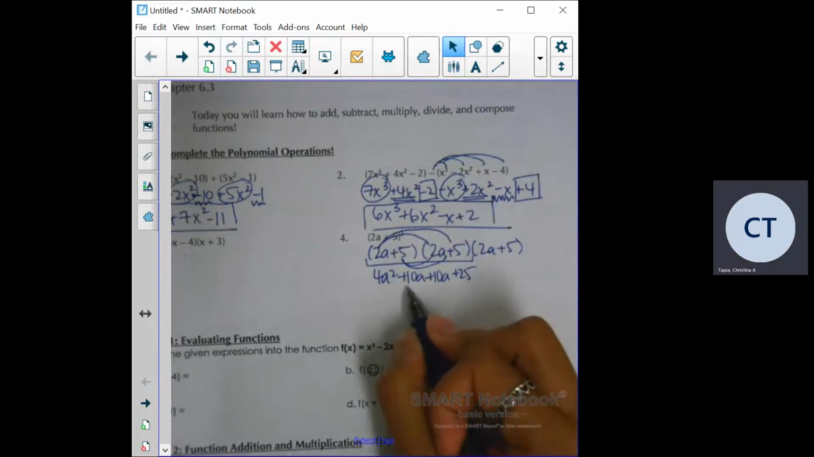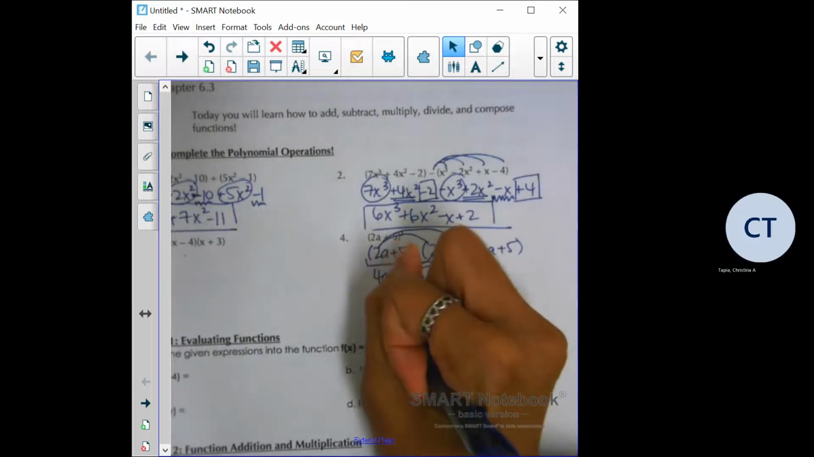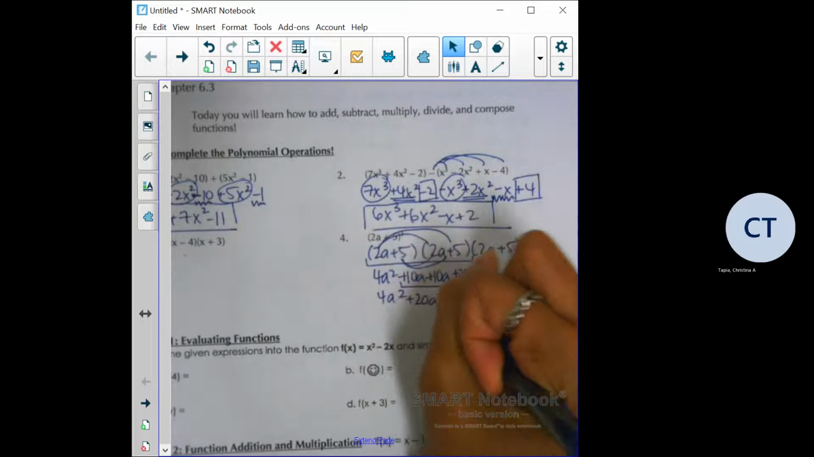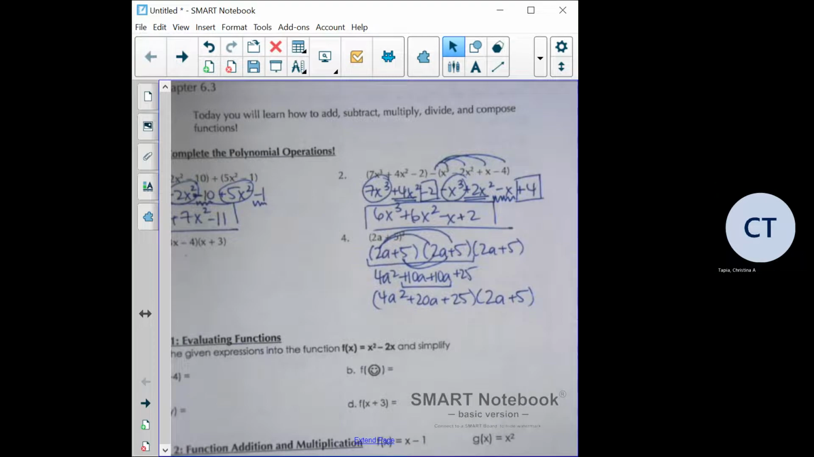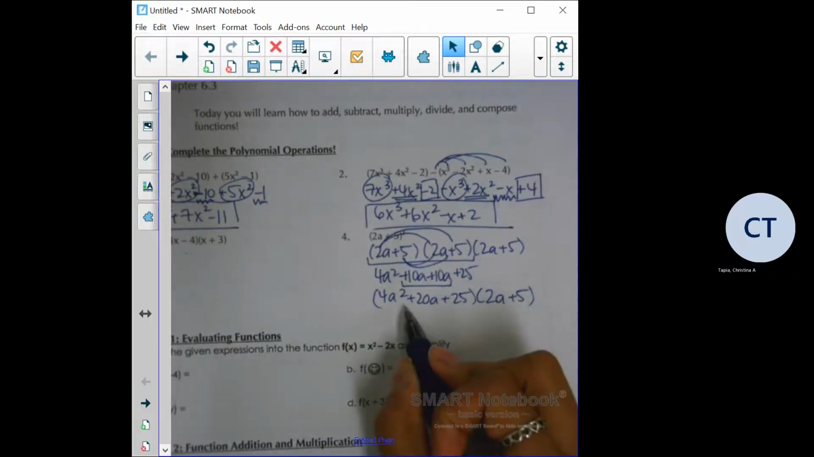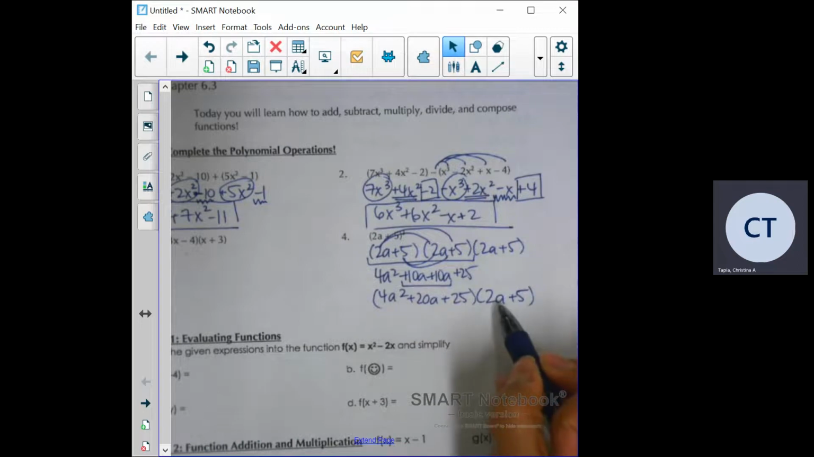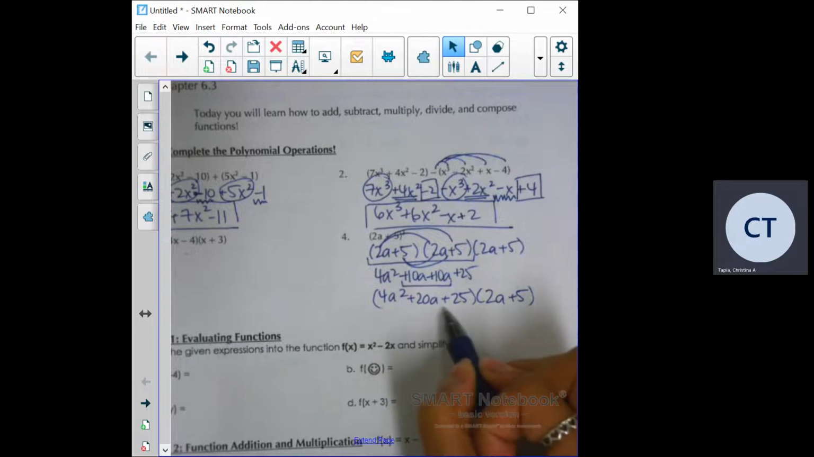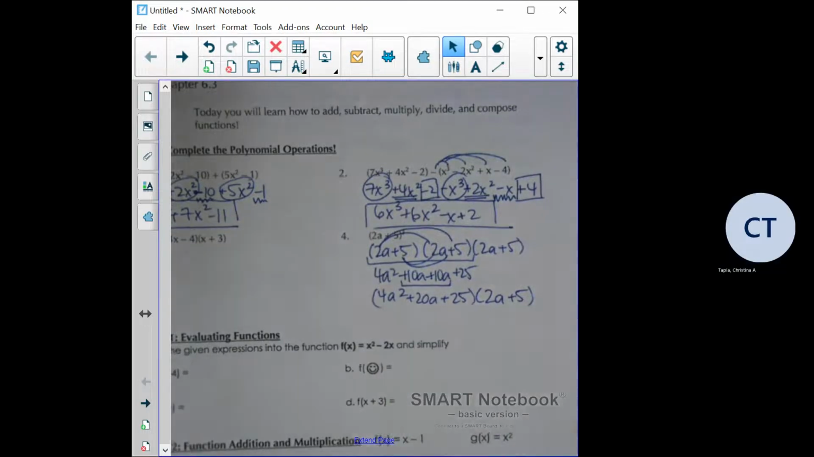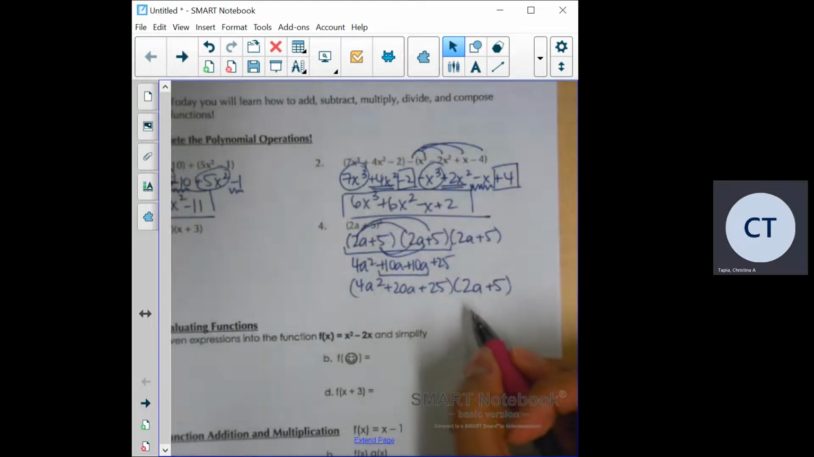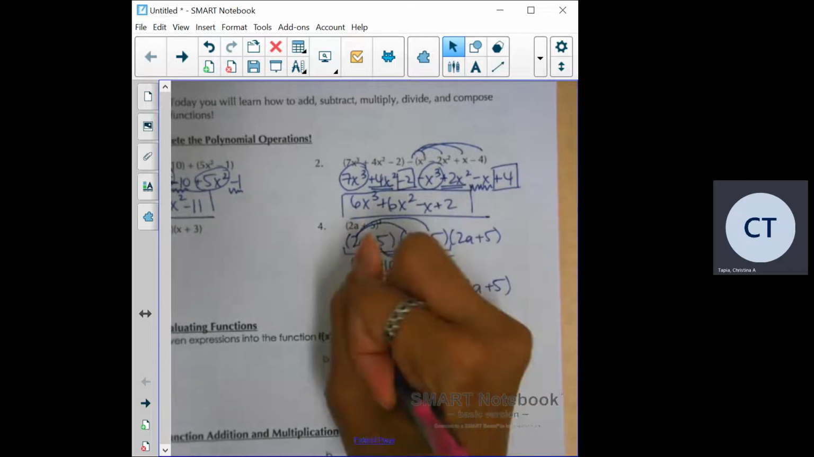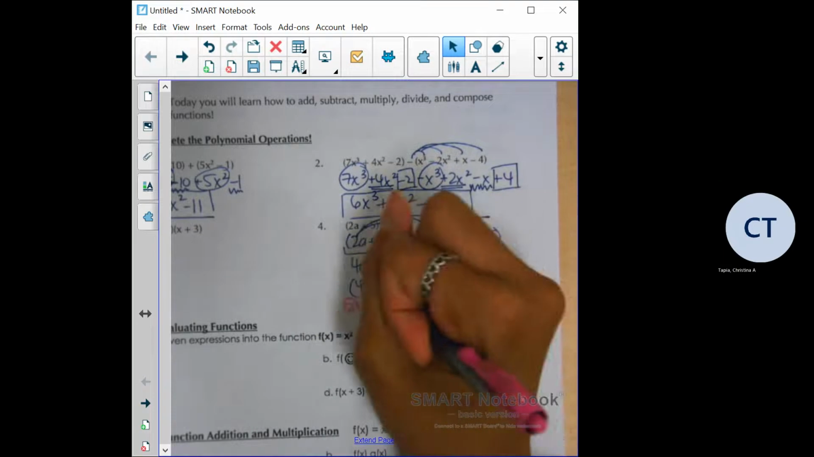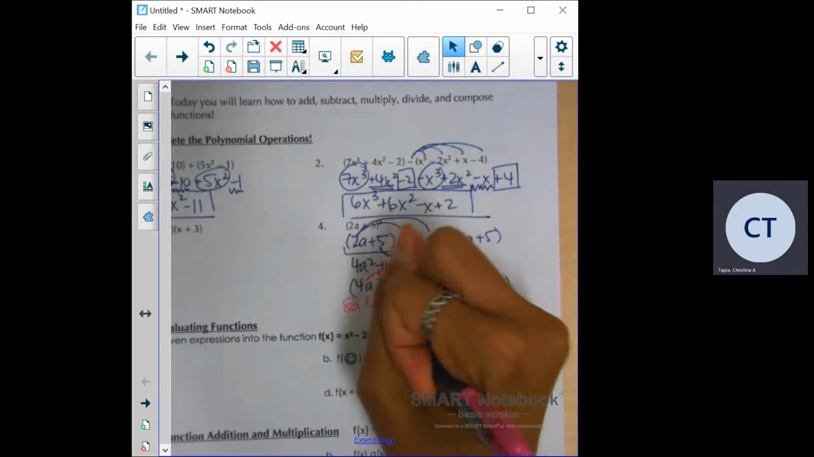Okay, let me combine my like terms here. So it's just the 2 10s. And once you combine your like terms, you're just going to bring down the other 2a plus 5, because you're going to have to multiply this binomial with all 3 of these terms. The way I'm going to do that is literally just distribute one number at a time. So 4a times 2a is 8a cubed. 4a times 5 is positive 20a squared.